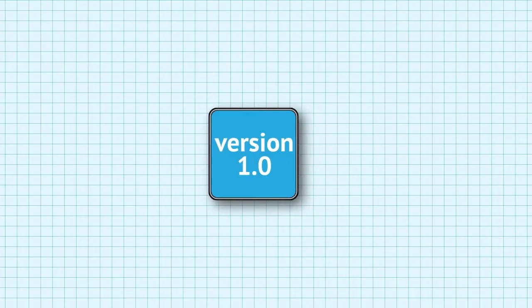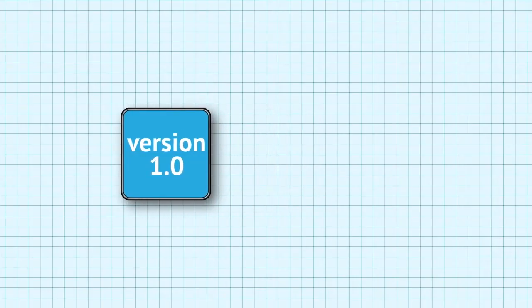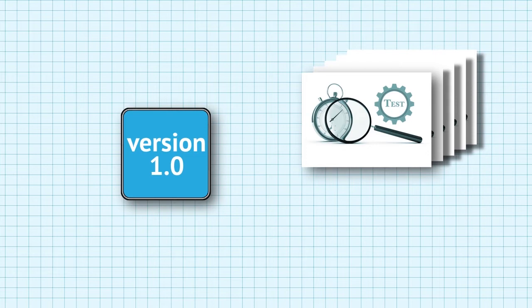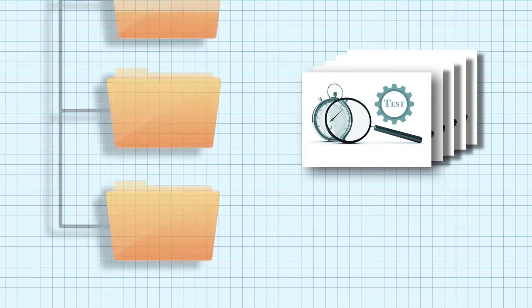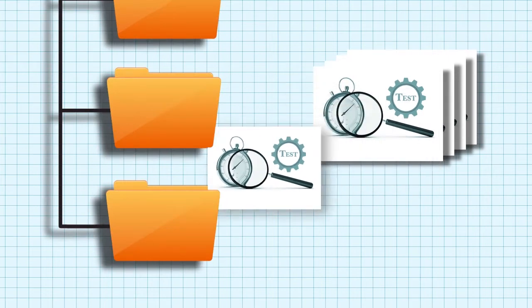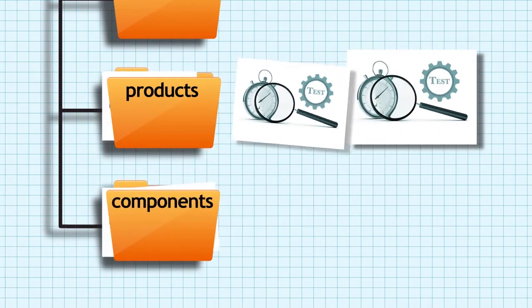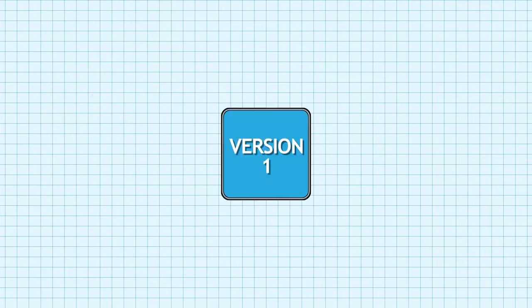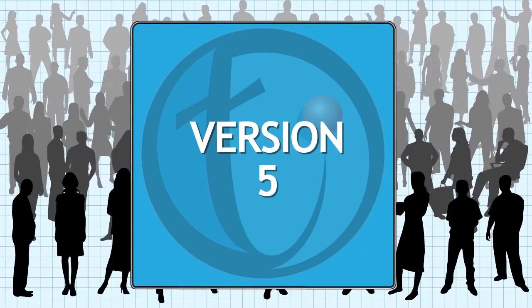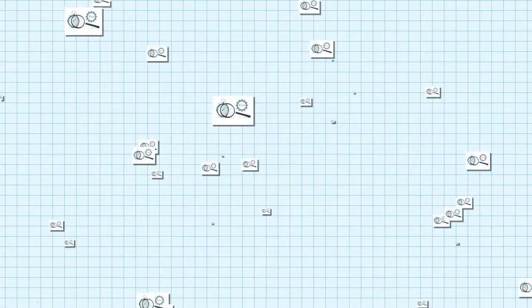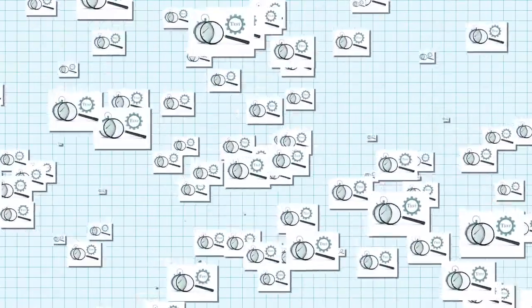It always starts out simple. Early versions of your product require only a handful of tests to get the build ready for release. You can organize those tests easily enough by dropping them into a simple folder tree, categorized by, say, products or components. But as time passes, your product grows, your team grows, and you end up with the chaos of hundreds or even thousands of tests in the system.